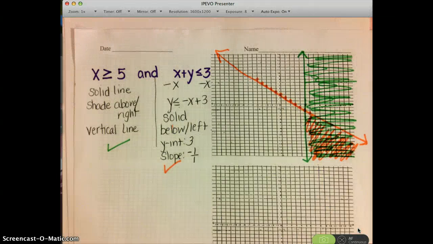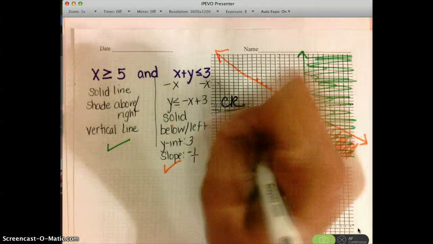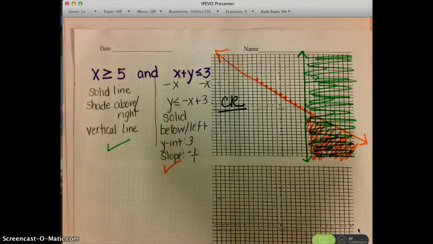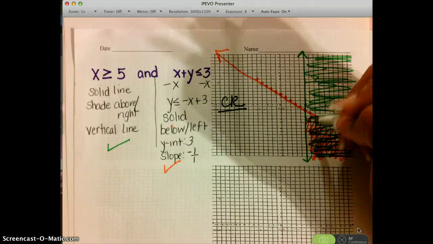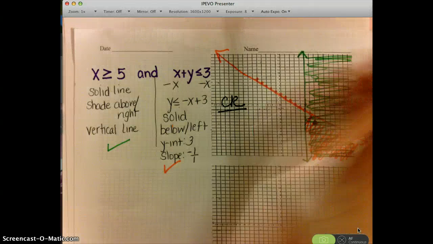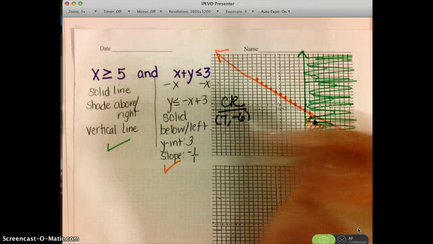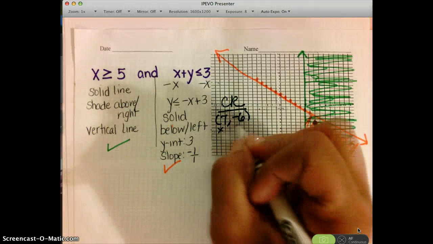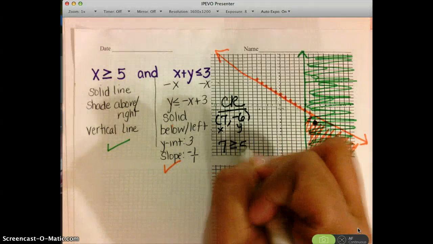Okay. So by looking at the graph, we see that our region of overlap is down here. To check, we're going to select a point that's in this shaded region, any point you want. I'm going to take this point, and that point is 7, negative 6. This is your x, this is your y. Is 7 greater than or equal to 5?